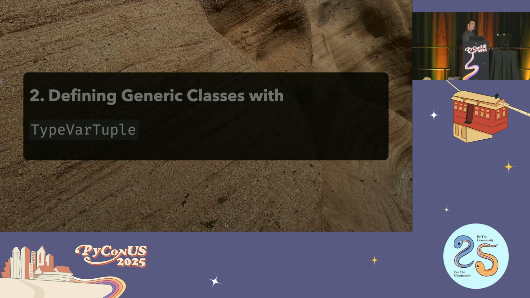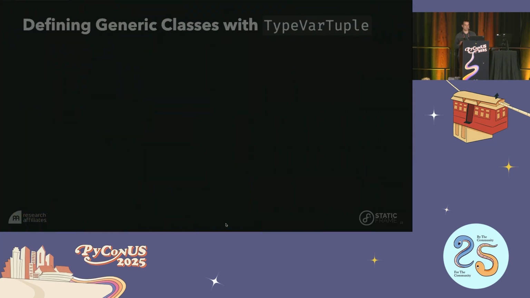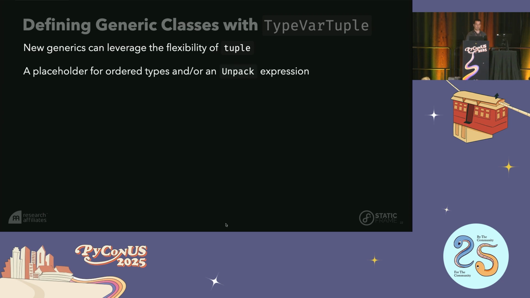Okay, so now let's go on and show how to define our own generic classes with TypeVarTuple and harvest that power that we saw in the tuple into our own classes. So with TypeVarTuple, new generics, our own, can leverage this flexibility of the tuple. Again, a good way to think of it is kind of a placeholder.